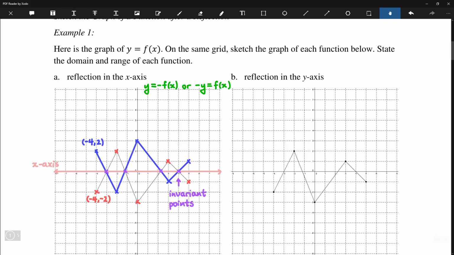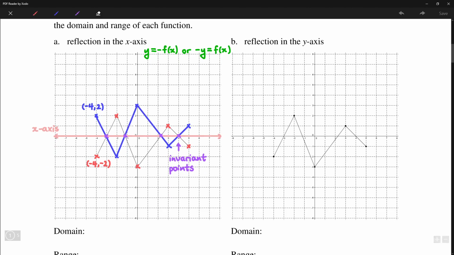So the original domain of this graph would of course be -4 to +5. And the range would be from -3 to +2.